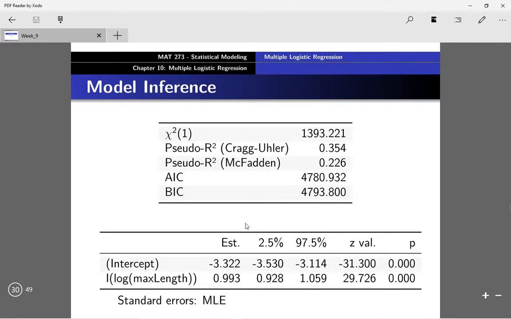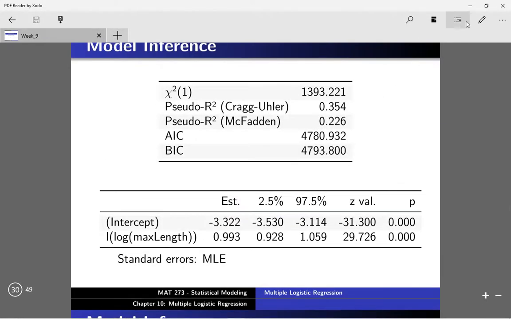Okay, and we considered using a log transform after looking at the empirical logit plots and seeing that the linearity assumption was not met. So log transformation tended to help that. So that's why we chose that. So this is the log max length as our predictor, and we're modeling the probability of an email being spam. Okay. So getting a 95% confidence interval for the coefficient for this predictor, these are our values here, 0.928 to 1.059.